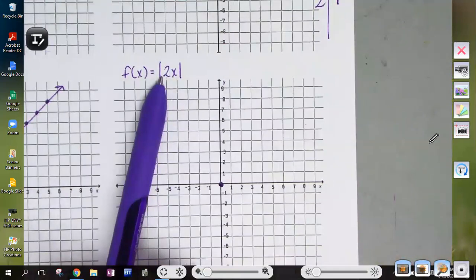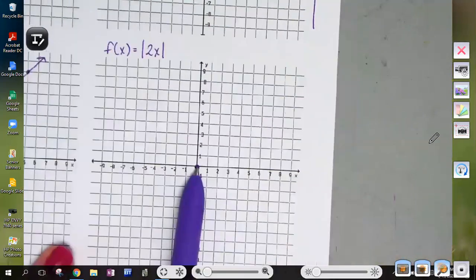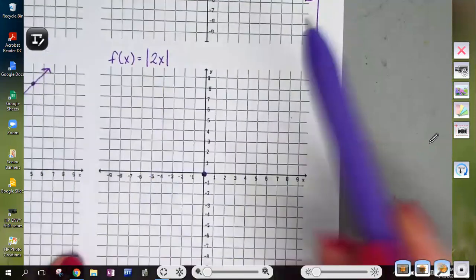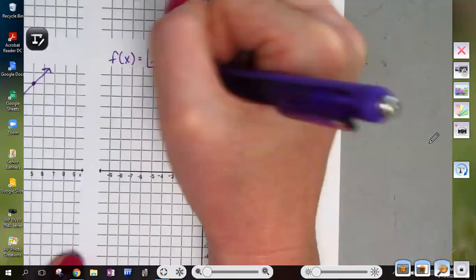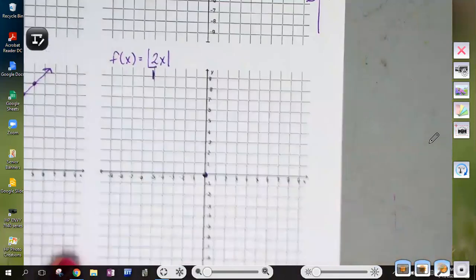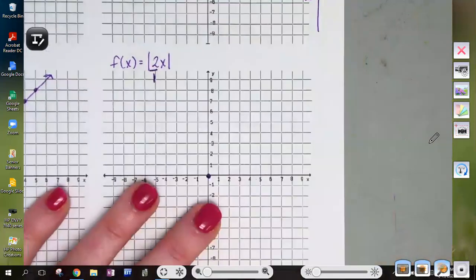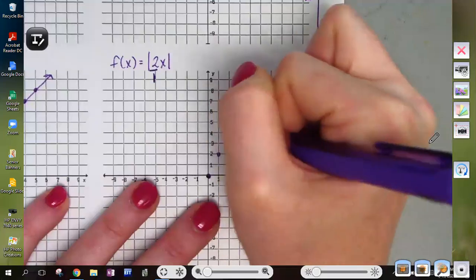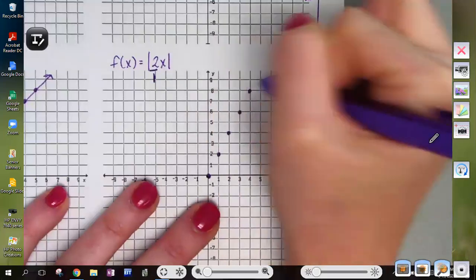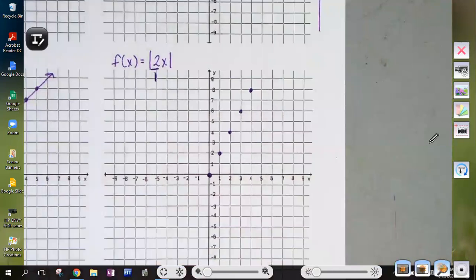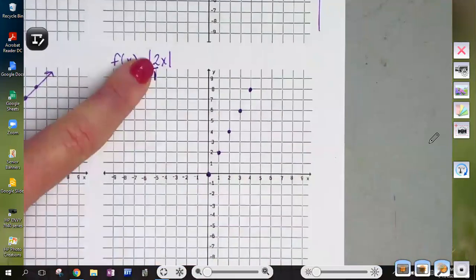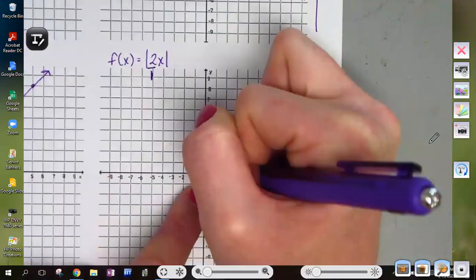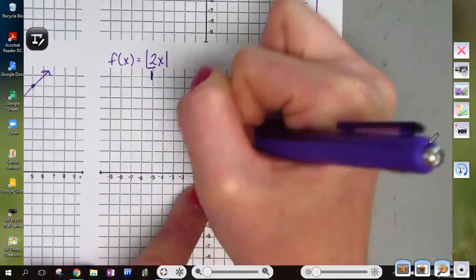So I'm going to start at the vertex. Instead of going up 1 over 1 the whole time, what am I going to do? Up 2 over 1. Let's just graph it and see what happens. Up 2 over 1, up 2 over 1. Because it's an absolute value, it has to form a V, so I can just do the same thing in the opposite direction. Up 2 over 1 to form that V shape.